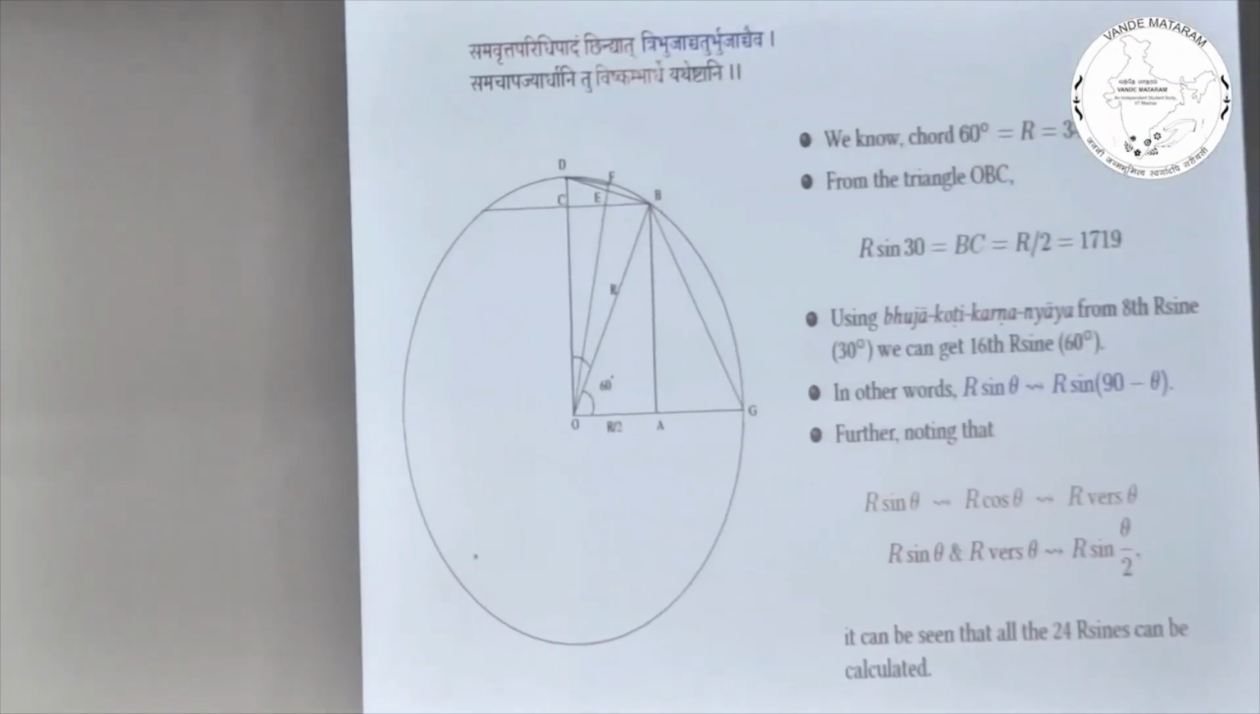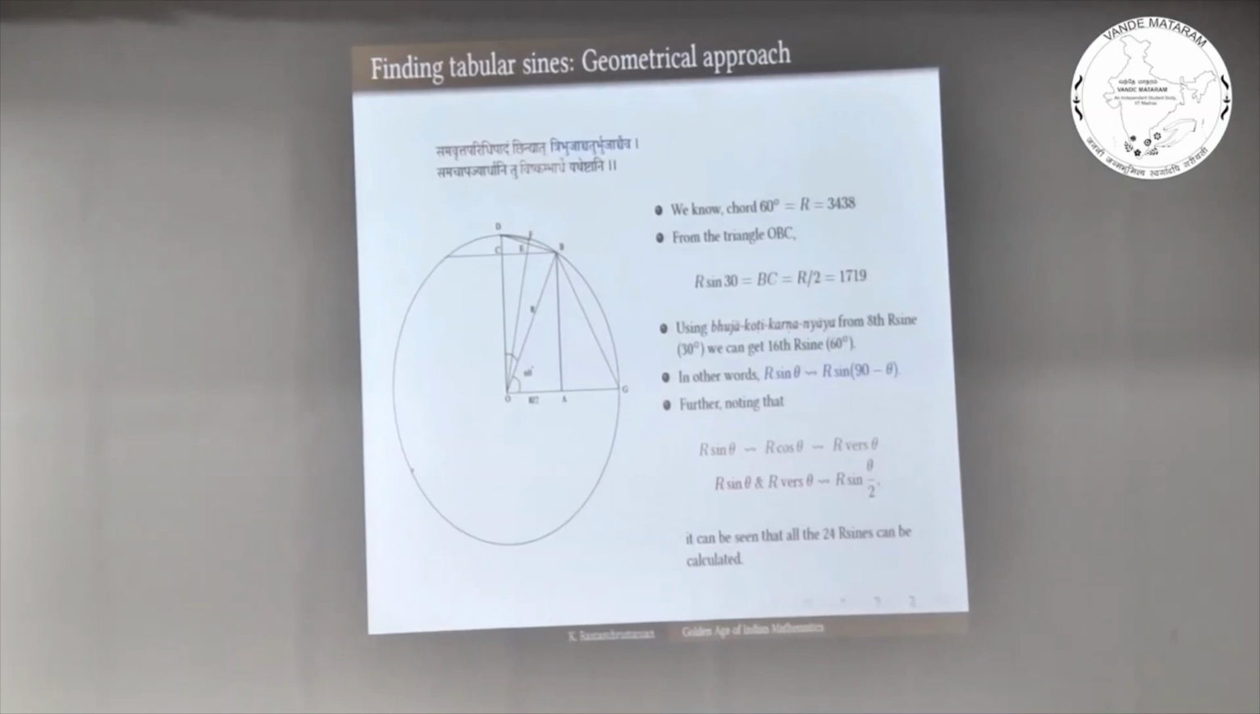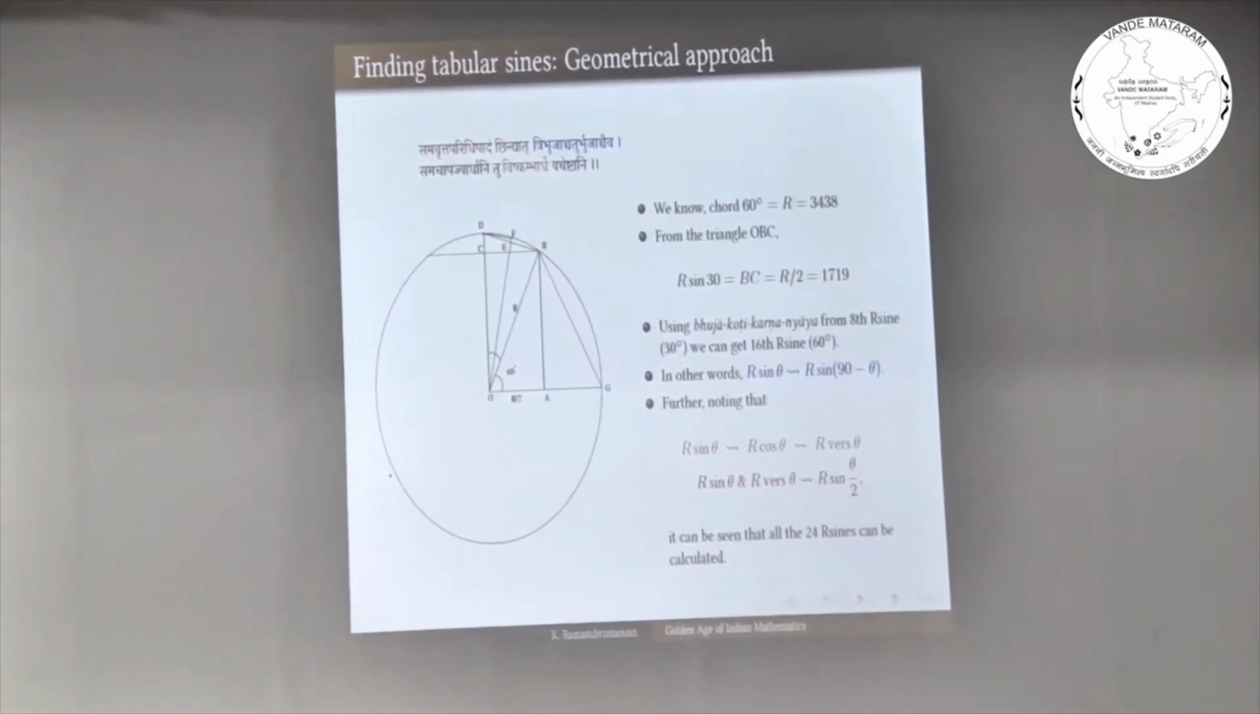And there are interesting verses which you will find even in Aryabhatiya. Aryabhatiya, as I told you, is a 5th century text. So he gives you a nice geometrical method by which you can construct your own sine table.